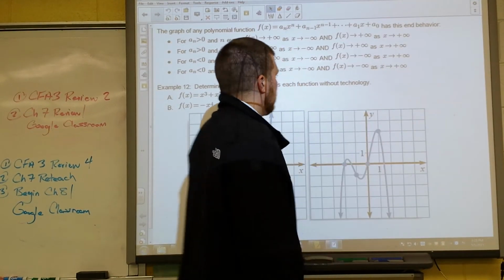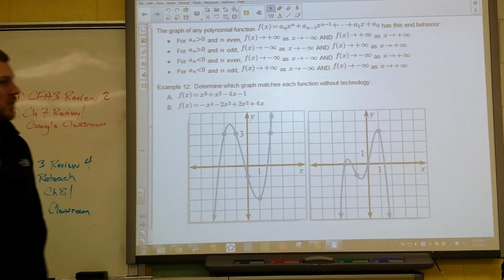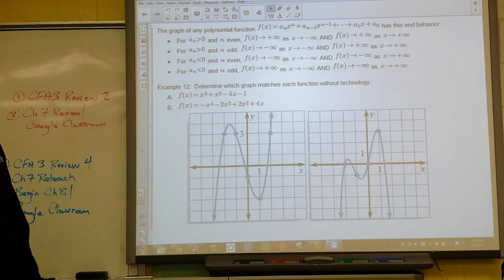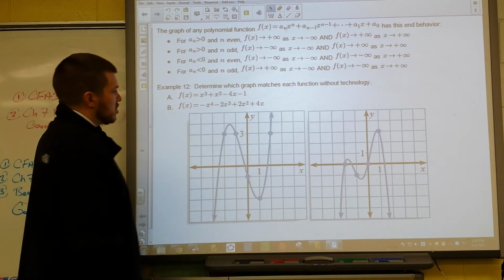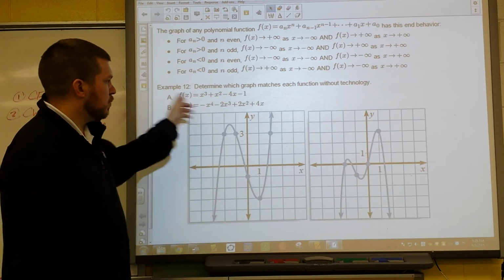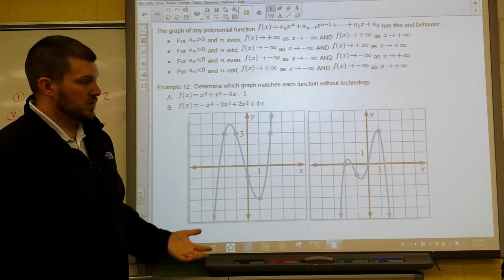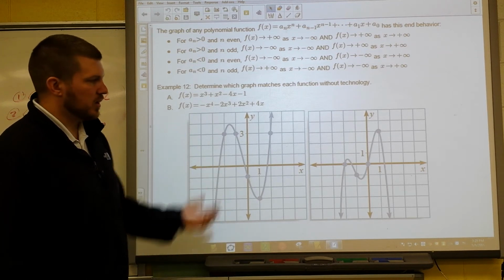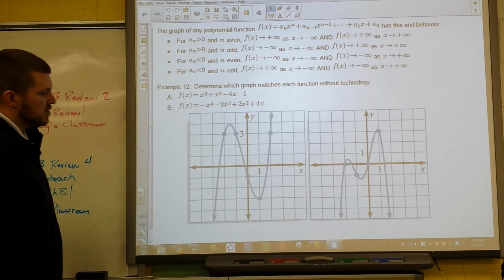So what we want to do in example 12 is use these four rules and determine which graph matches each function without using technology. Because if we use technology and graph, this would be easy. Just y equals, graph it. Does it match? Yes. Does it not? Okay, no big deal. So what we want to do is practice using these rules.